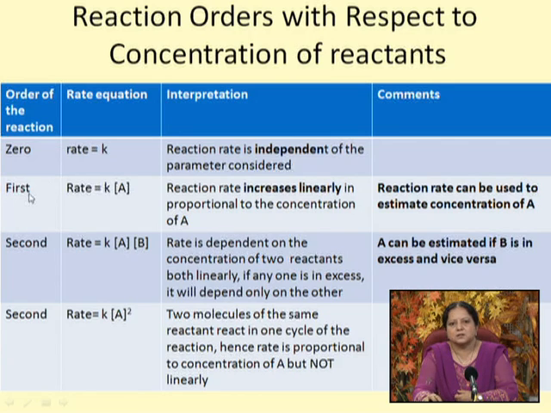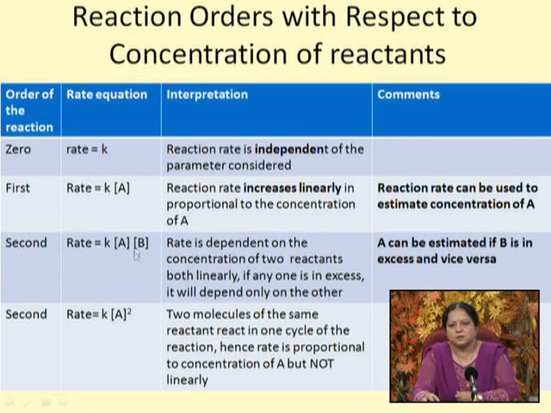A first order reaction, on the other hand, has rate equal to K into A, where the reaction rate we see increases linearly in proportion to the concentration of A. In a second order reaction, the rate is dependent on the concentration of two reactants. They could be two different reactants, or they could be two molecules of the same reactant. This is also a second order rate reaction, but here the rate is dependent on the concentration of the two reactants, each one of them linearly.